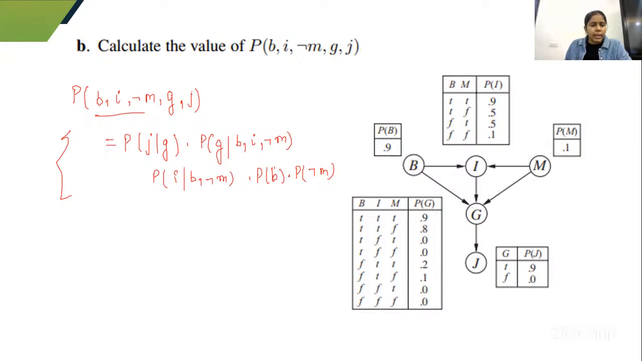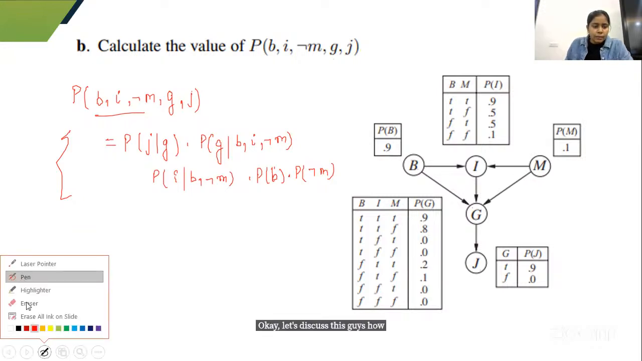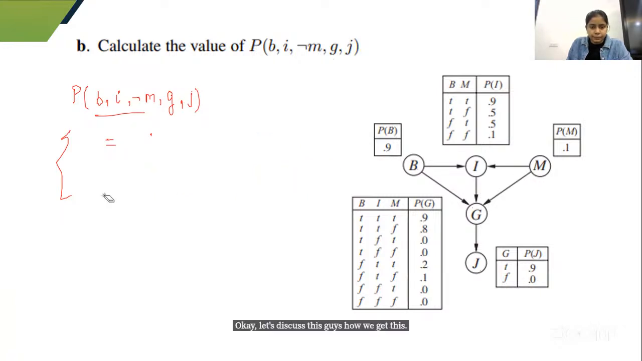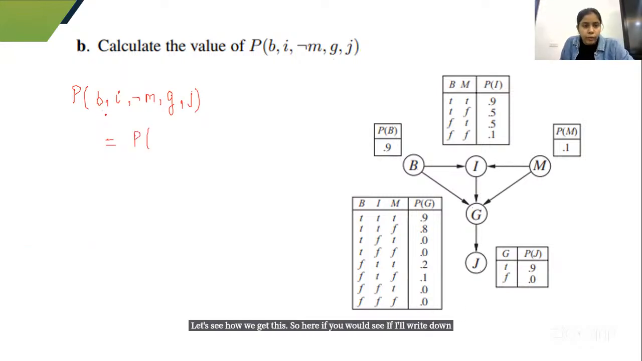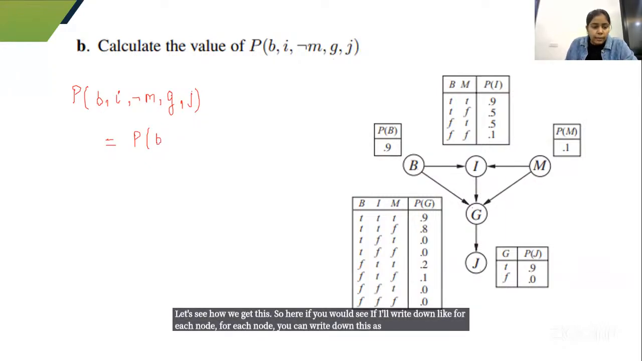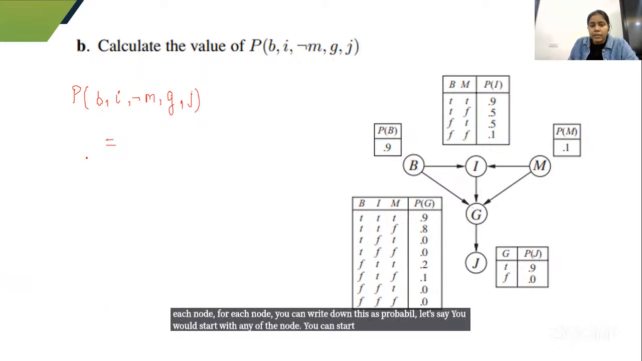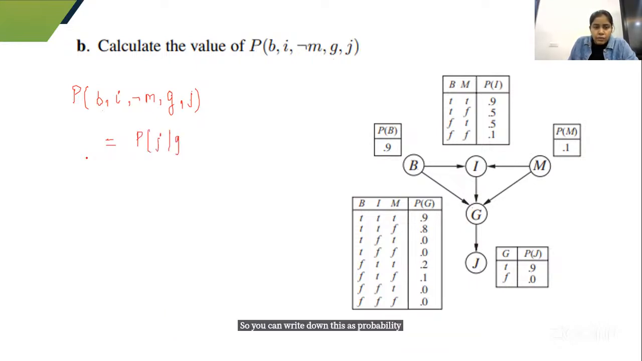Okay, let's discuss this, guys, how we get this. For each node, you can write it down as a probability. You can start with any of the nodes: B, I, negation of M, G, J. I'm starting with this J. So you can write this as the probability of J given G, comma, negation of M, comma, I, comma, B. Can I write this down? Then I'll write the probability of G given the rest.